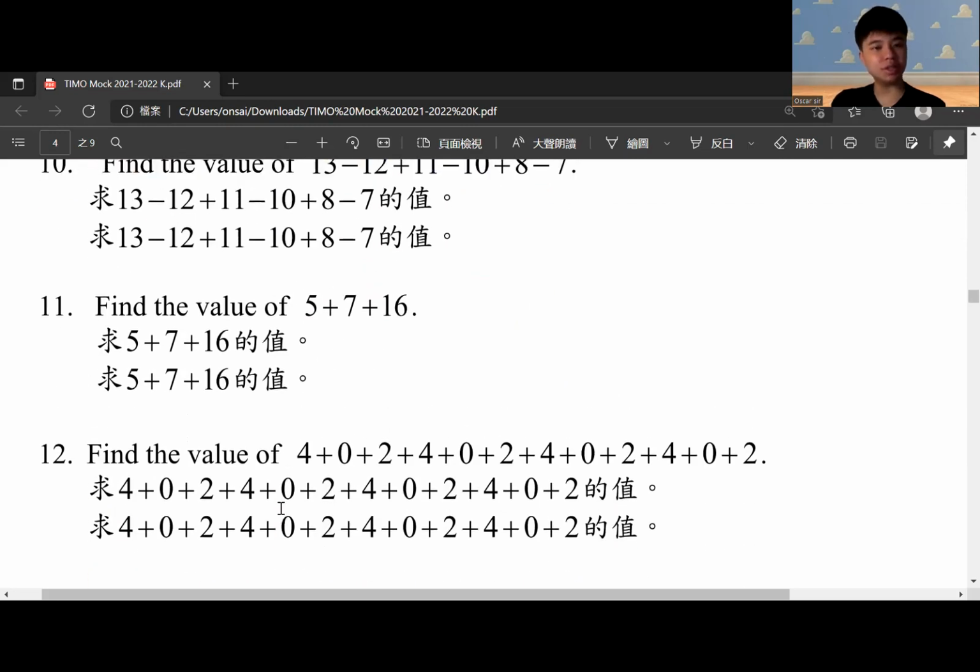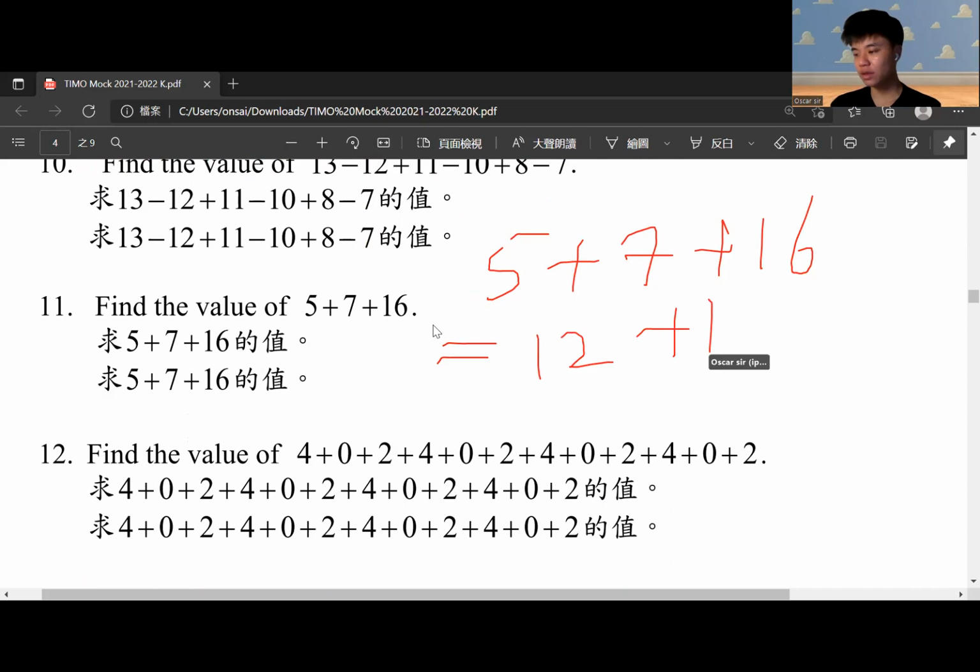So in question 11, we can find that 5 plus 7 plus 16. This question actually has no trick inside. We just need to add them all. 5 plus 7 is 12, plus 16 is 28. Okay, 28.